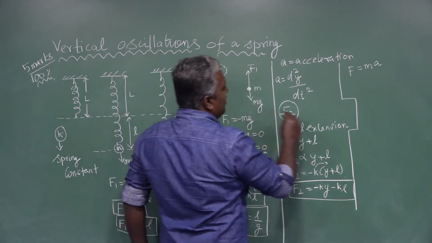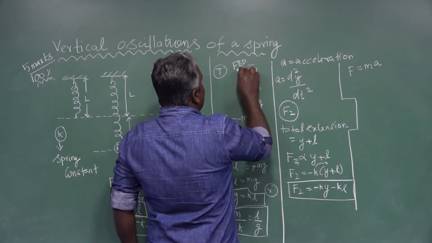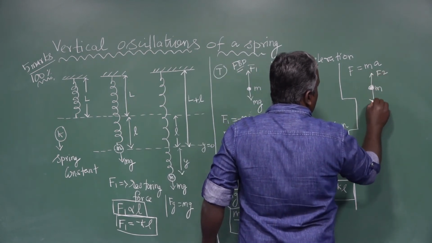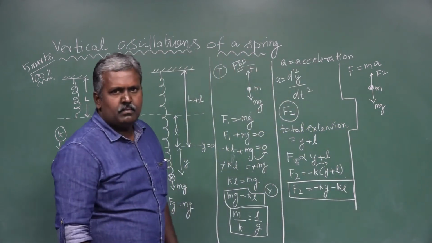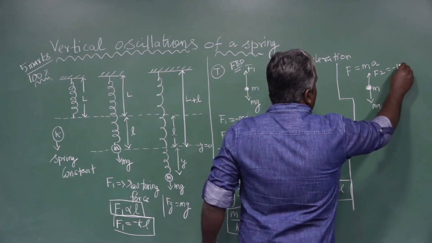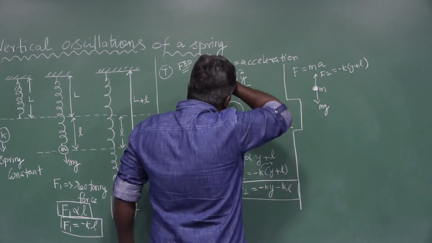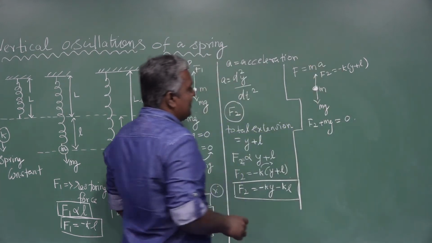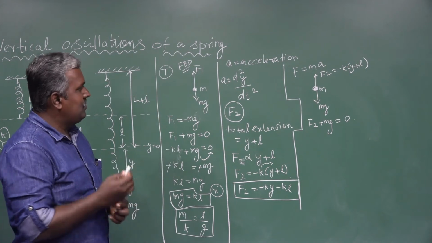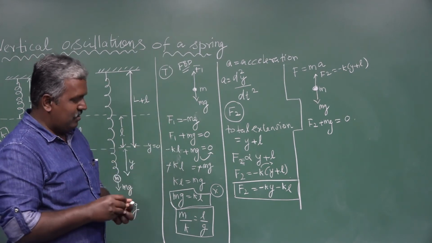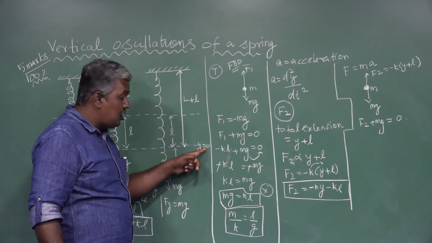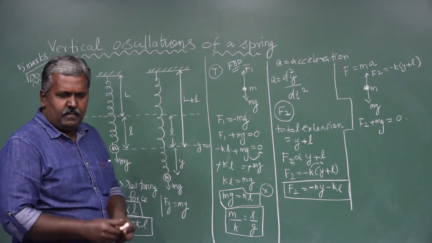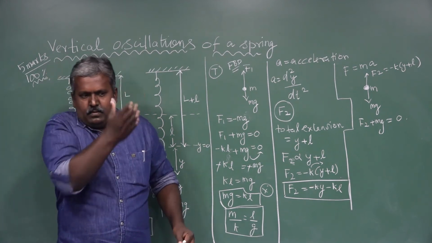Again, one free body diagram. FBD, after applying external force: this is mass m, this is F2, this is mg. Okay, so F2 is equal to minus k of (y plus L), no? So now total force F2 plus mg is equal to 0, like this, at the mean position or equilibrium condition. That means at equilibrium condition y is equal to 0, no? At equilibrium or mean position y is equal to 0.